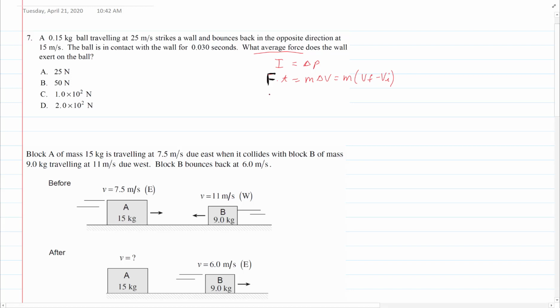Okay, so the force times 0.03 seconds is equal to the mass, 0.15, times the change in velocity. So VF is 15, opposite direction, and VI is 25. The change in velocity here is not 10, but 40.